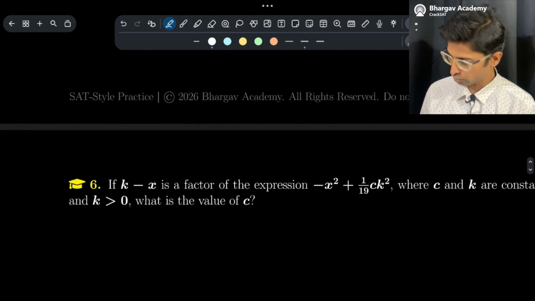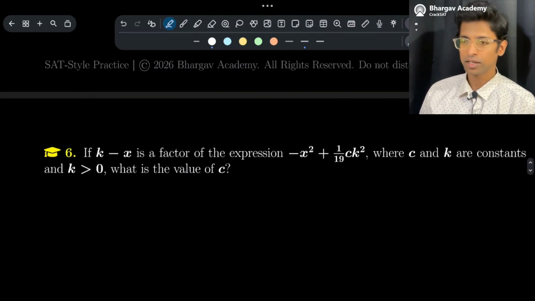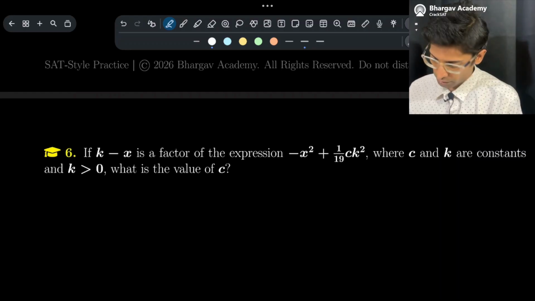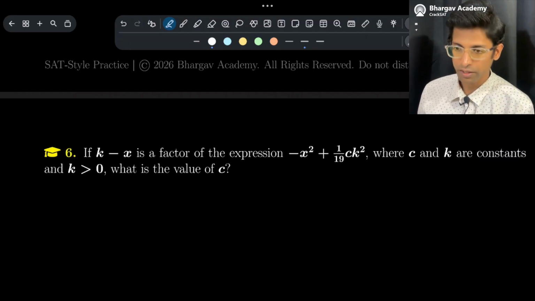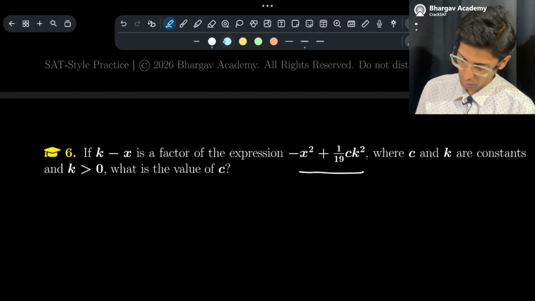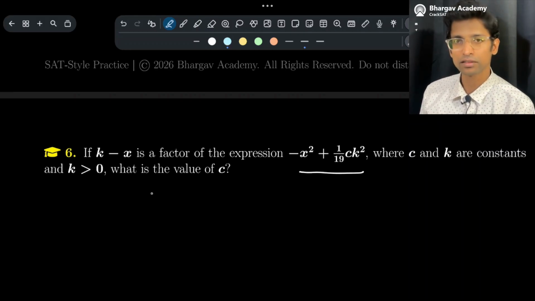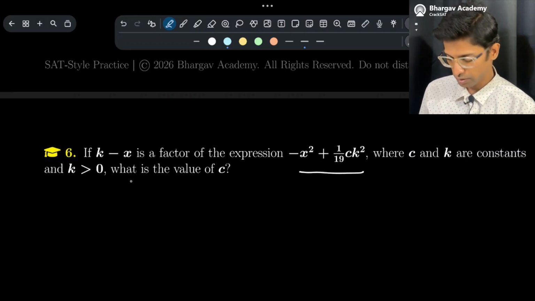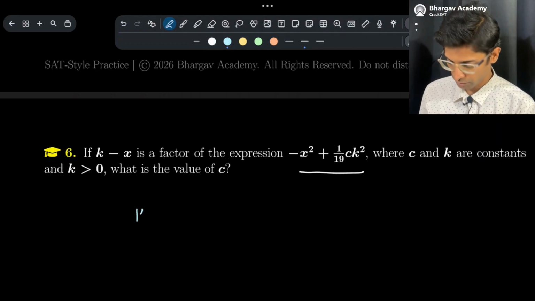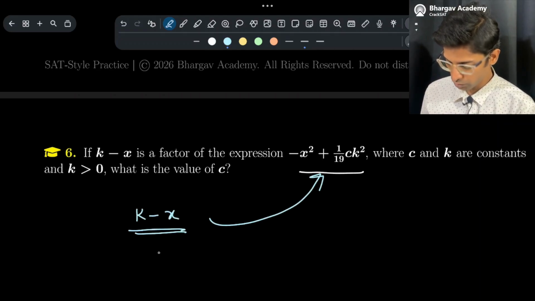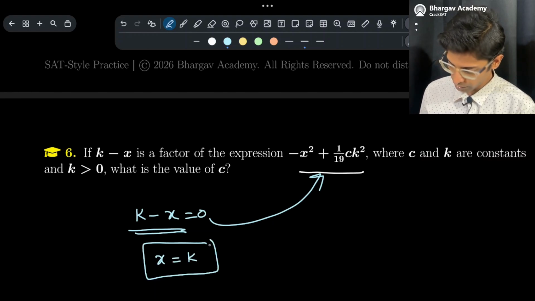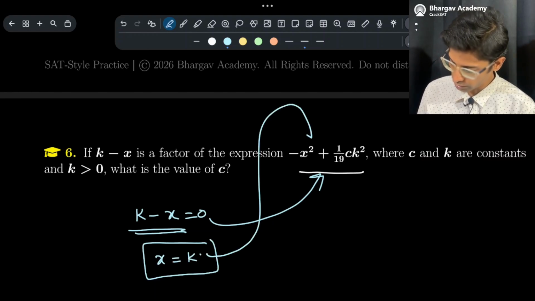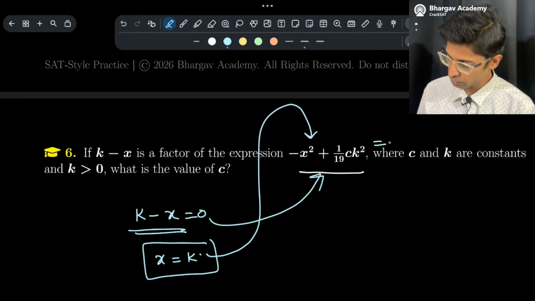Because we are in exam mode, we are trying to do these problems quickly. Let's see what we have here. k minus x is a factor of this expression. So we know that if k minus x is a factor, then we substitute that value of x. Let's equate this to 0, so we have x equal to k. If I substitute the value of k into this expression, it should become 0.